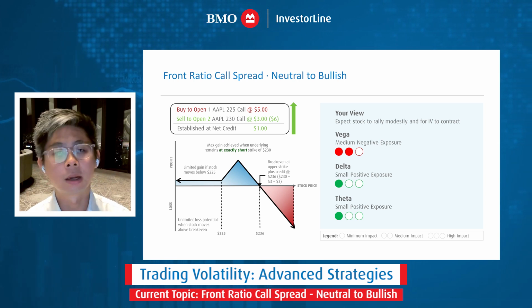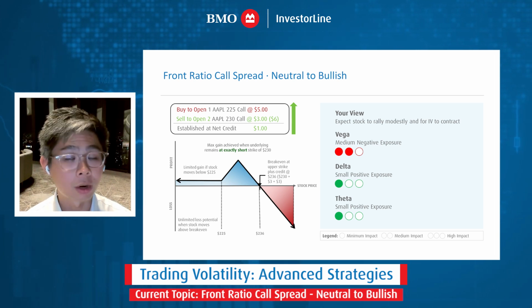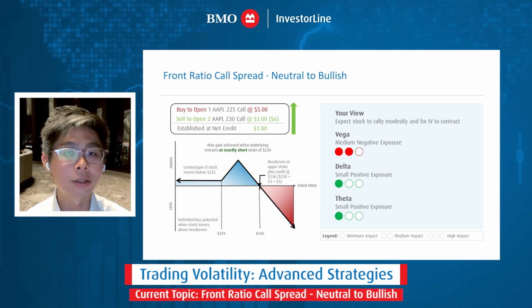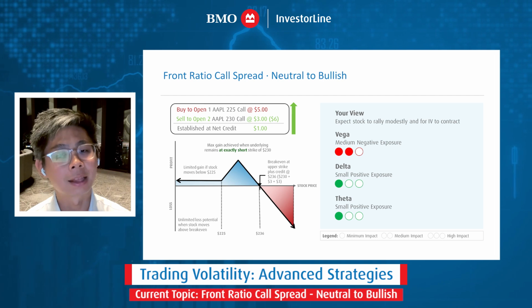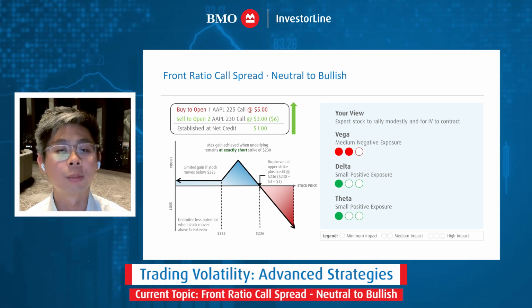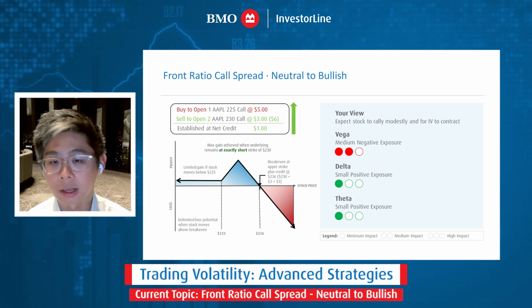So with the debit spread, where you are taking a directional view in implied volatility and delta, but theta is working against you, this is an example where you can take that neutral to bullish view, but actually have a small theta exposure.